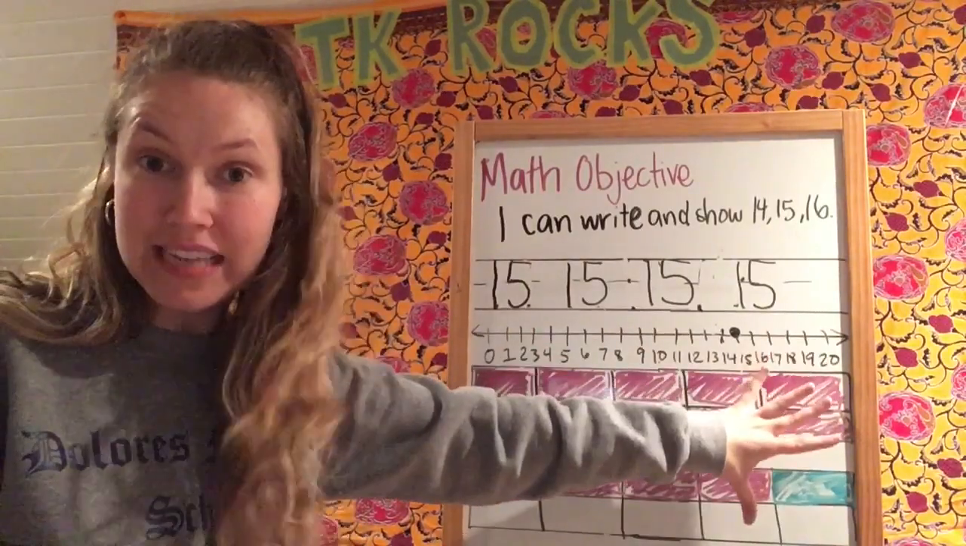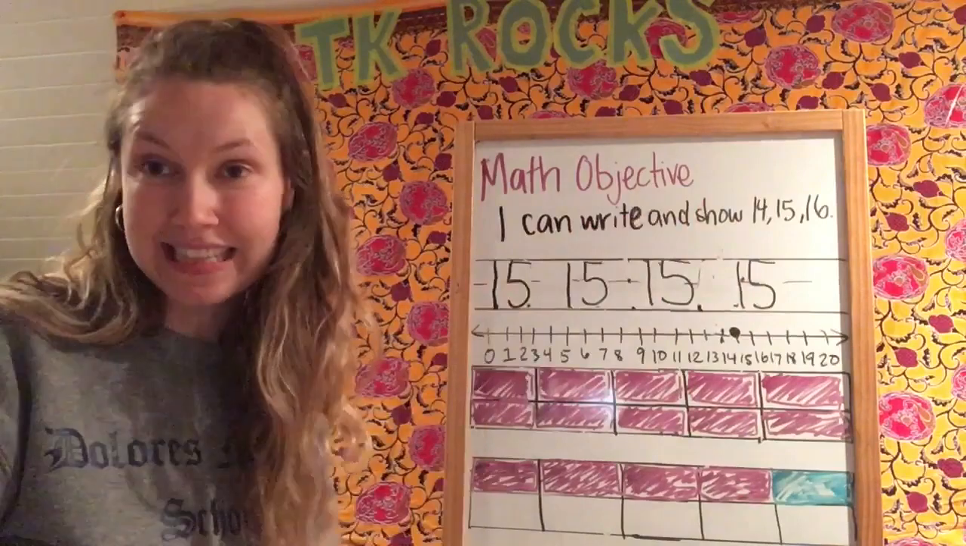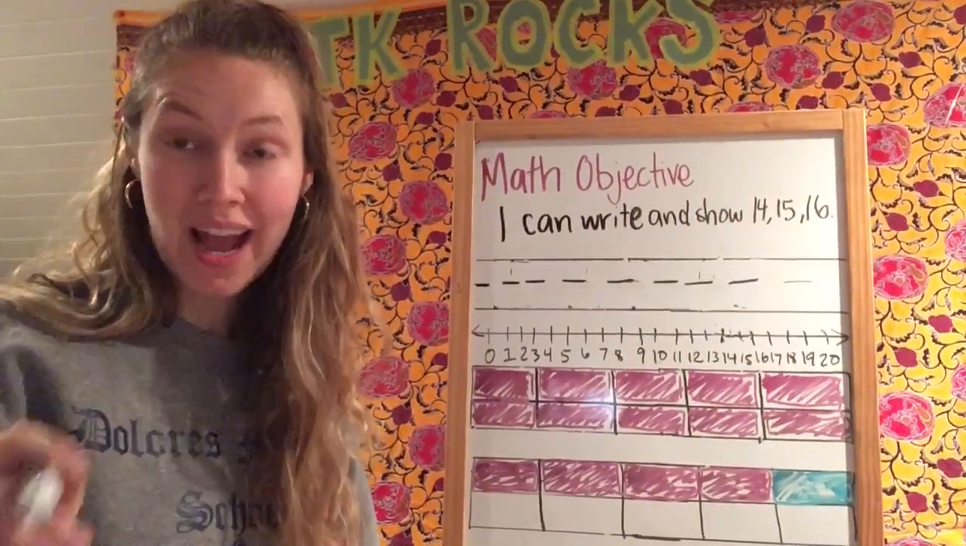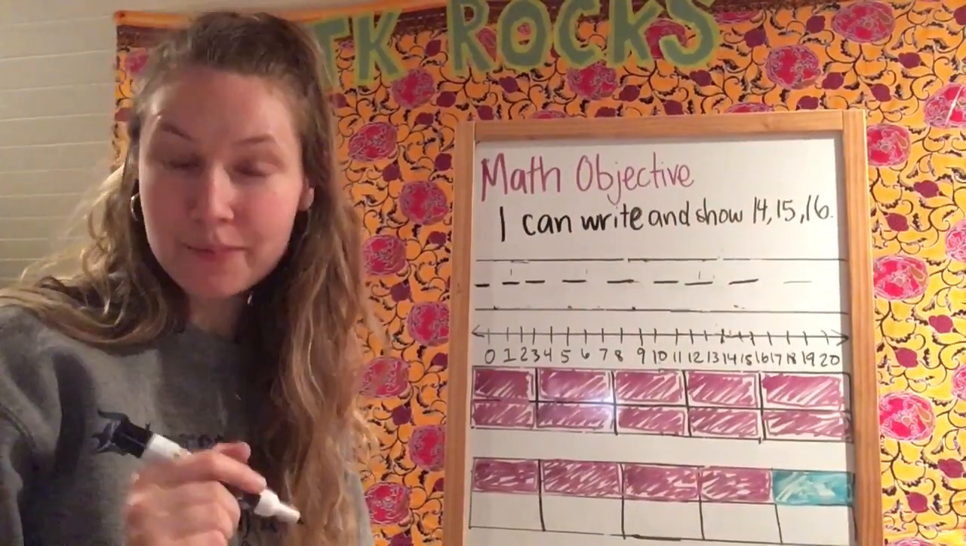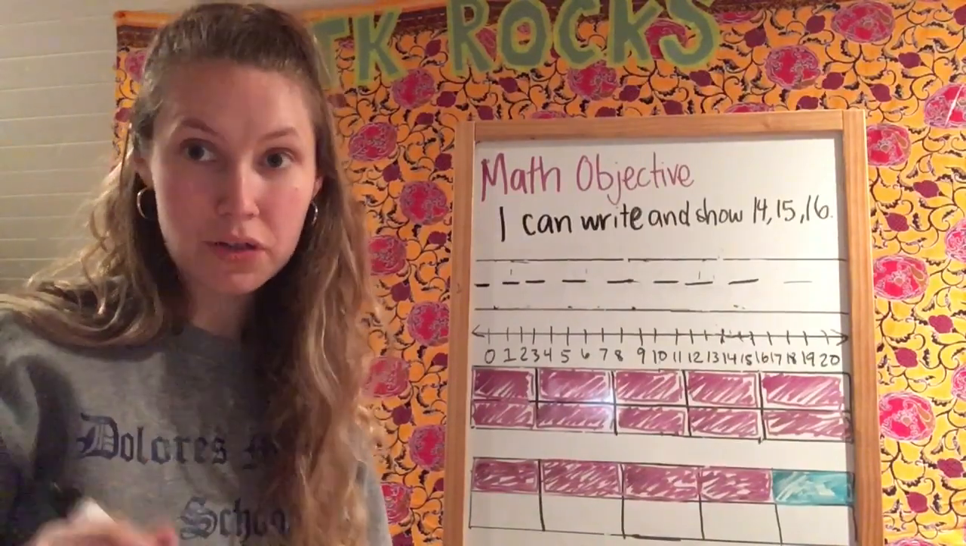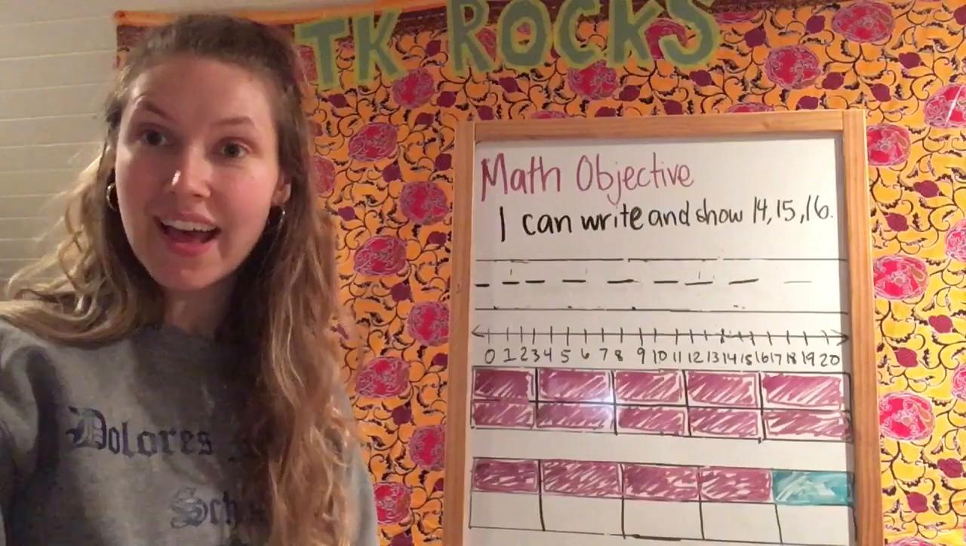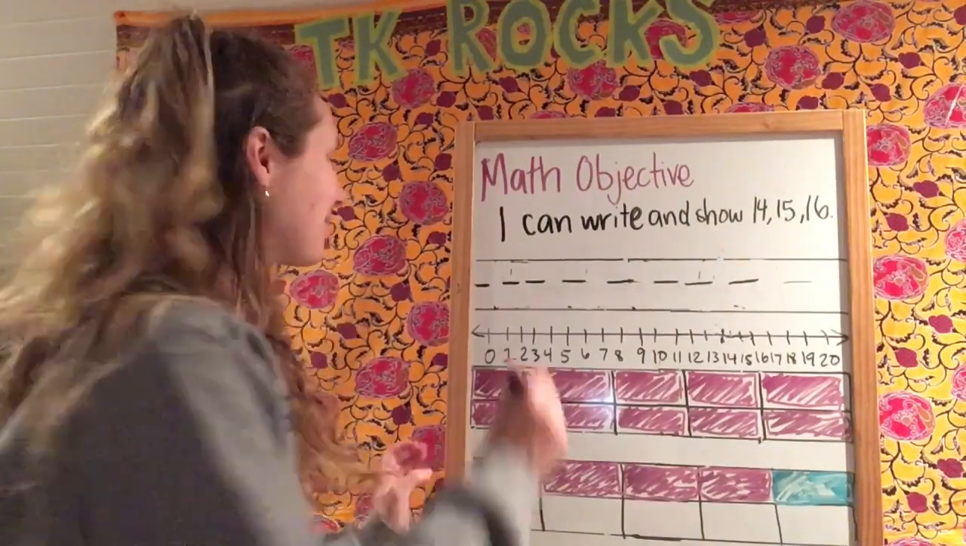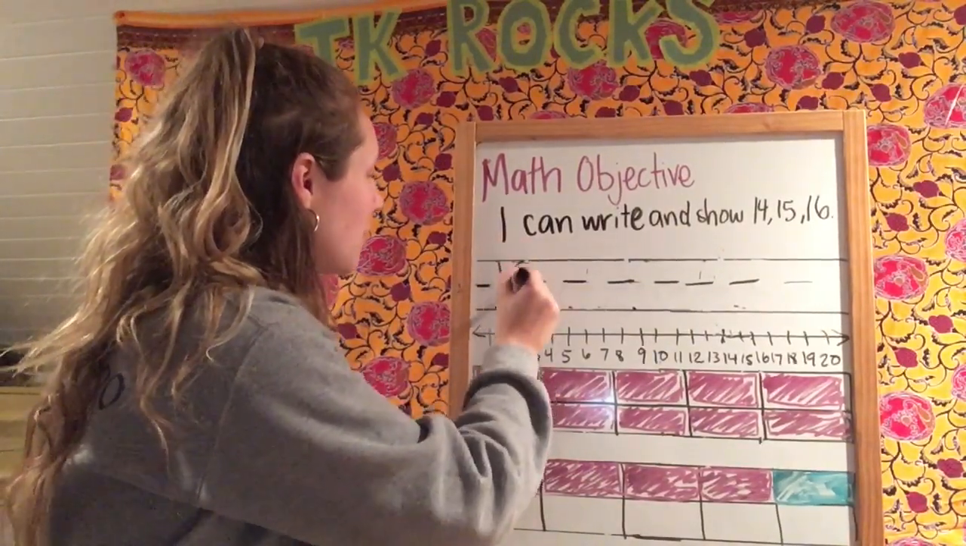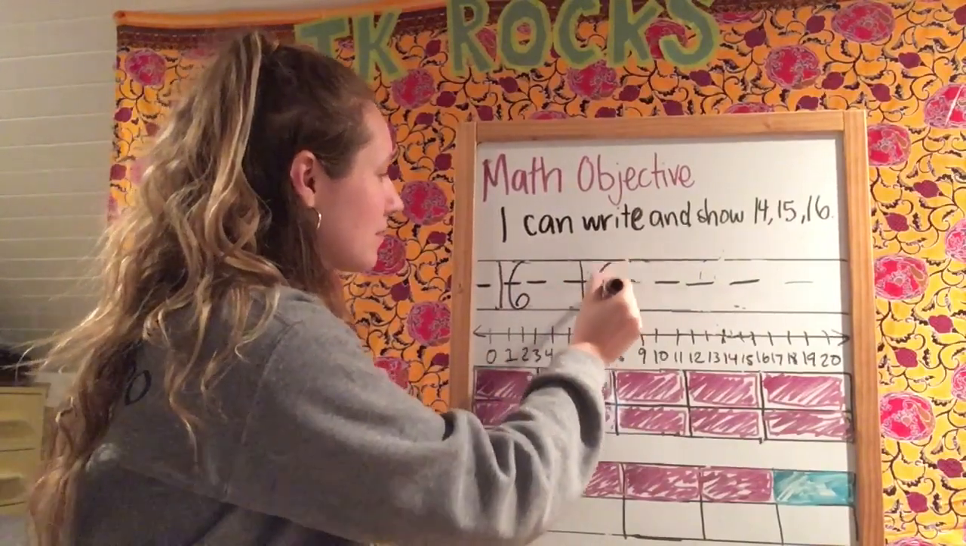I'm going to again leave my 10 frames the same and just erase this part. Okay, let's talk about 16. So if we know that 15 was a 1 and a 5, what is 16 going to be? A 1 and a 6. So I'm going to start with my 1 and my 6.